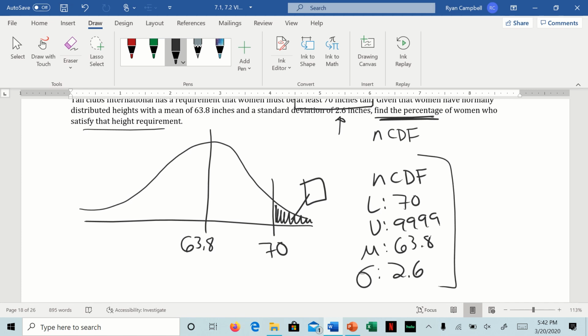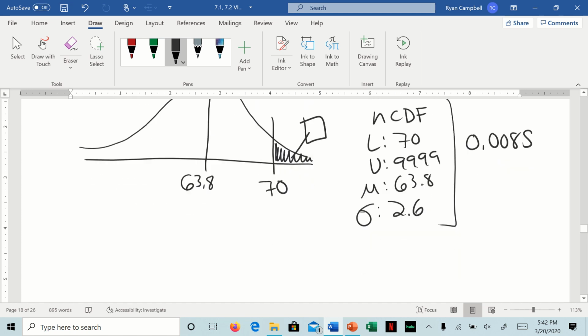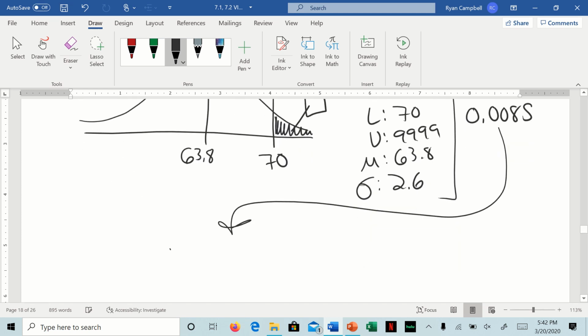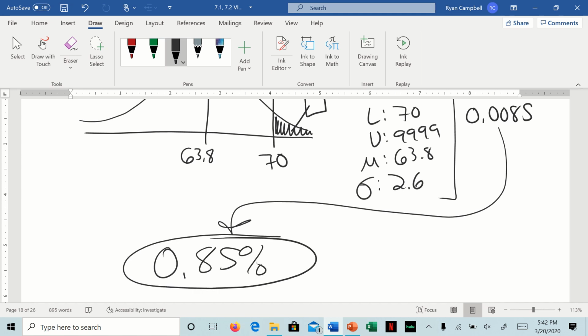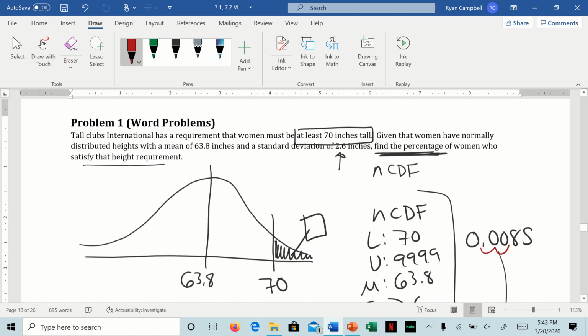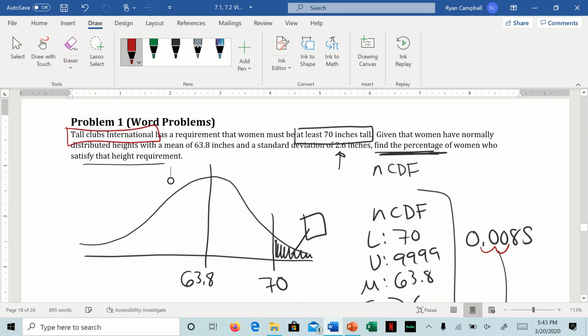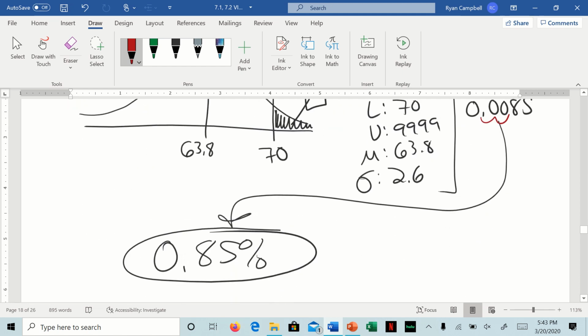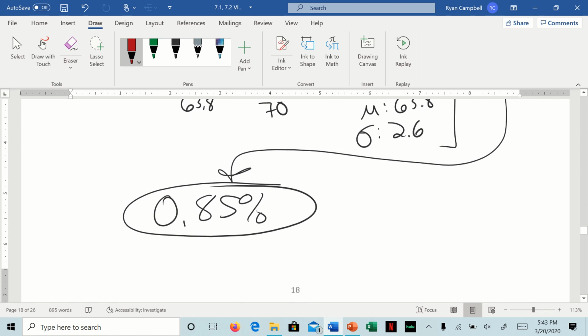When we type all that into our calculators, we end up with 0.0085. It did ask for percentage though, so if we convert that to percentage form, we end up with 0.85%. Just move the decimal over 2 spots. Which makes sense, right? That's a very small percentage. That's a tall women's club. You should be pretty tall. Good.